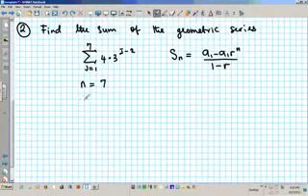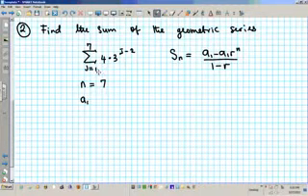A1 is the first term, right? To get A1, we're going to take the lower limit of our sum and plug it into j, into the variable right there. Alright? So let's do it.